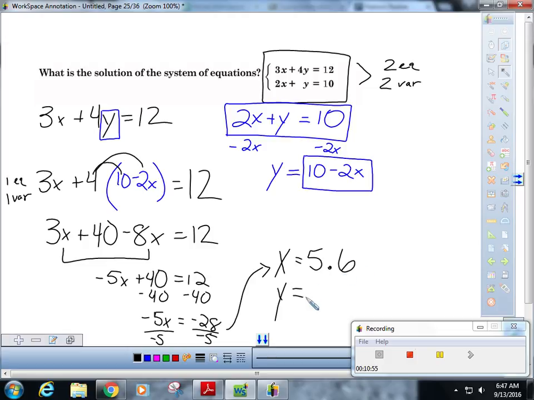How do we find y? Power of the equal sign. Pop the x in there. So y is 10 minus 2 times 5.6. And that's a negative 1.2. And that is the solution to the system of equations. They might want you to write it as 5.6, comma, negative 1.2, and they might want you to circle it. Boom!